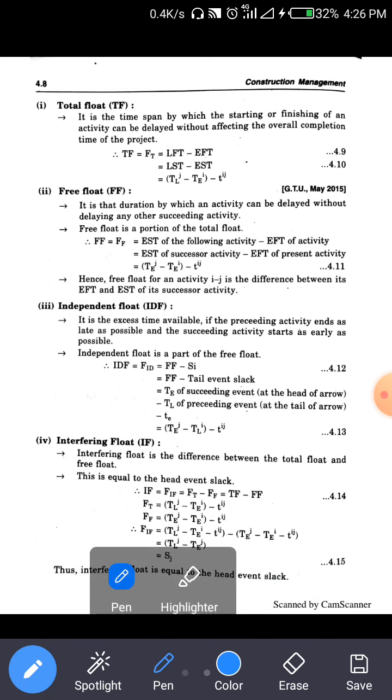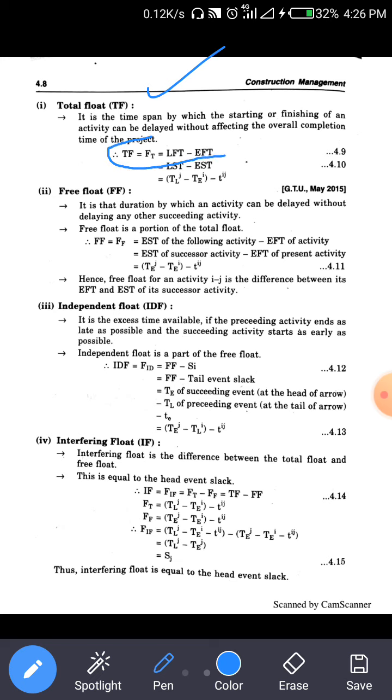So what is total float? It is the time span by which the start or finish of the activity can be delayed without affecting the overall completion time of the project. The total float equation is LFT minus EFT, that is, latest finish time minus earliest finish time. Clear?